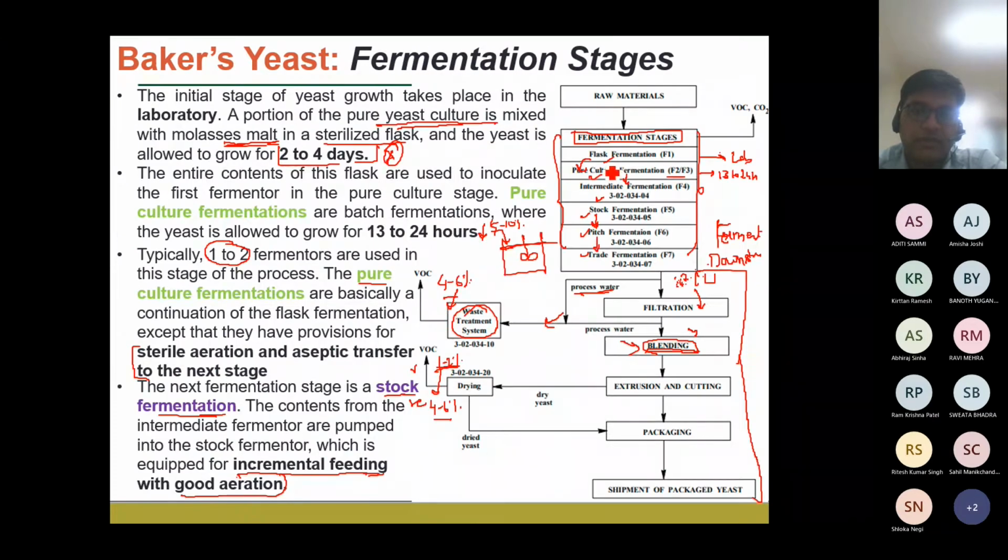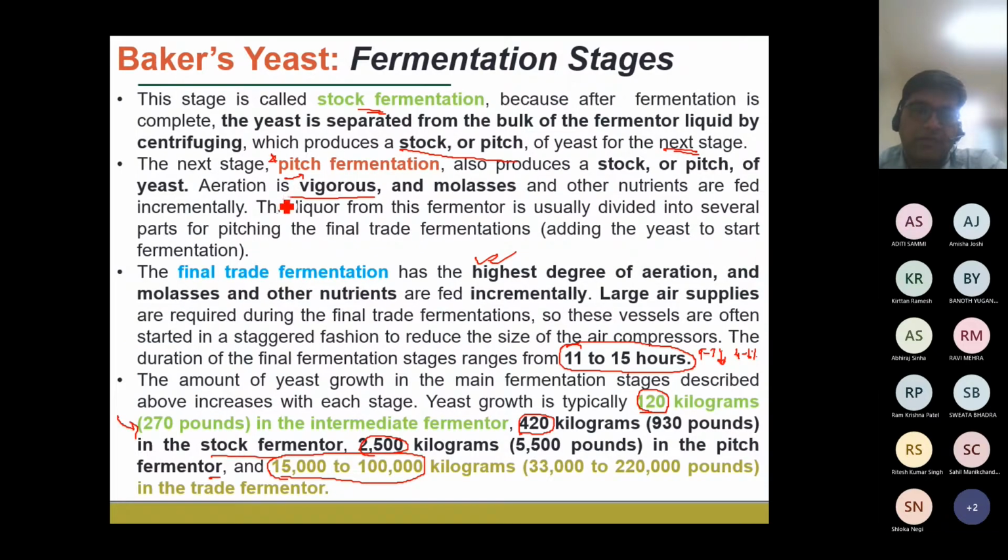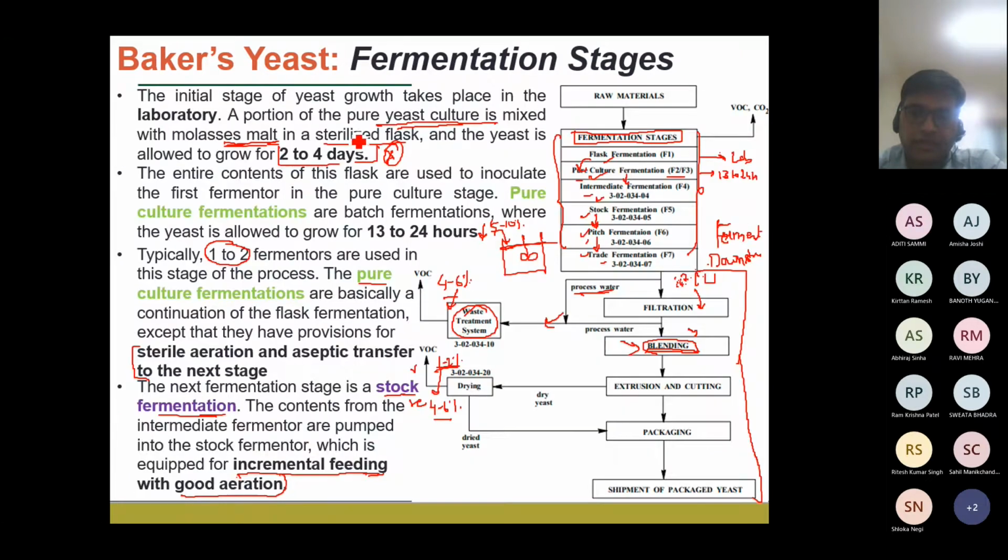Before that, we also looked at the different stages of the fermentation, starting from the flask fermentation, pure culture, intermediate, stock culture, batch, and the trade fermenter. And we have discussed the significance and the time frame of the fermentation for each and every step. Okay, so you should go through these things in detail, especially what fermentation stages there are, why it is carried out in several stages in series, and the importance of each and every fermentation step.